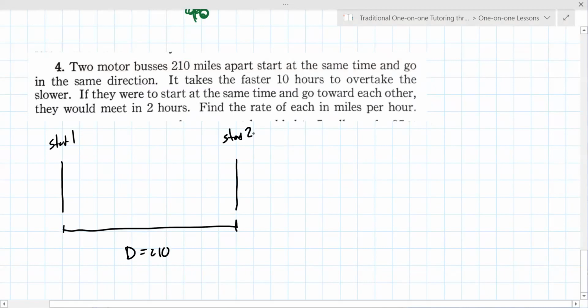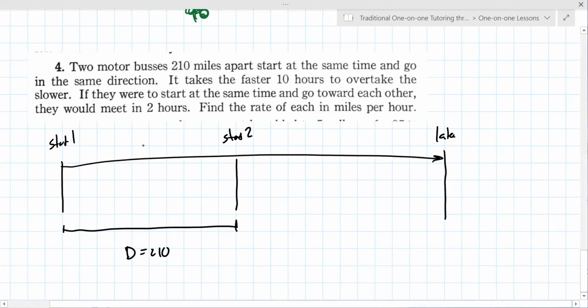It takes the faster 10 hours to overtake the slower. So at some point later, this is later, this is 10 hours to overtake the slower. Oh no, they're doing this, aren't they? So it takes the faster 10 hours to overtake the slower. So if they're going this direction, it takes it 10 hours. But they both take 10 hours to get there.